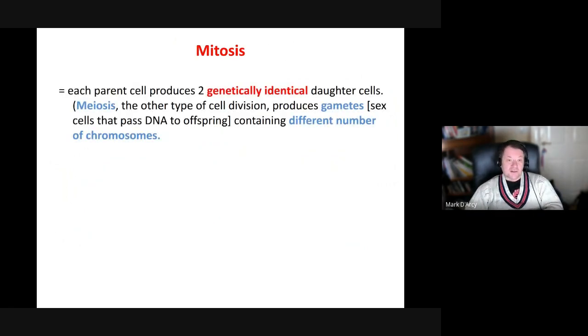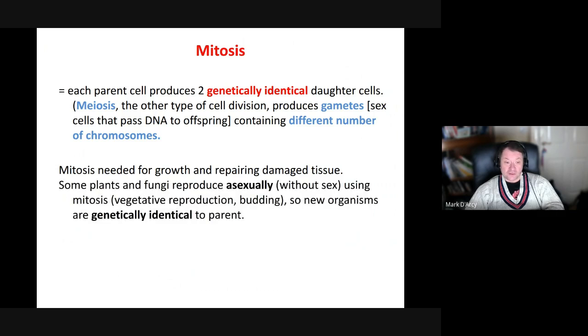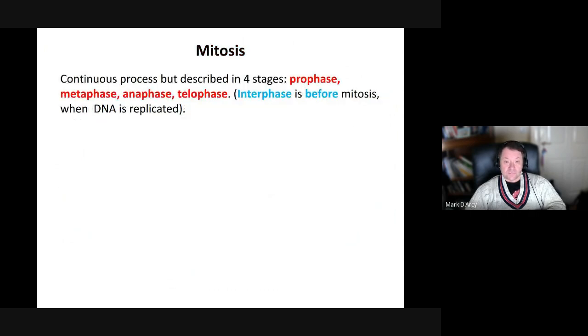So mitosis. Each parent cell produces 2 genetically identical daughter cells. Meiosis, the other type of cell division, produces the gametes, sex cells that pass DNA to the offspring, so the eggs and the sperm. Mitosis is needed for growth and repairing damaged tissues. Some plants and fungi reproduce asexually without sex, using mitosis. In plants, we call this vegetative reproduction. In animals, we usually call it budding.